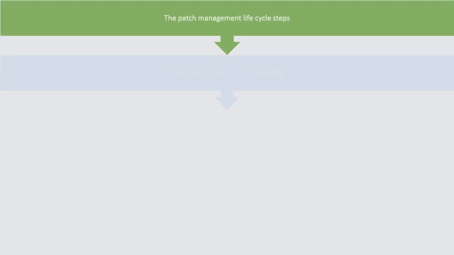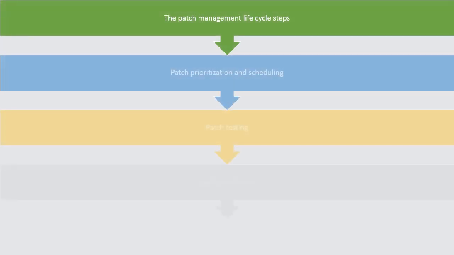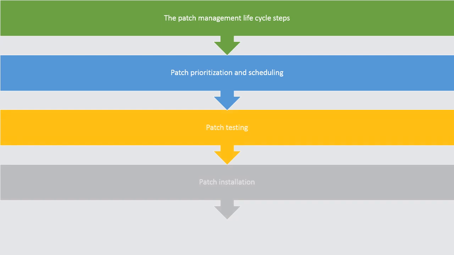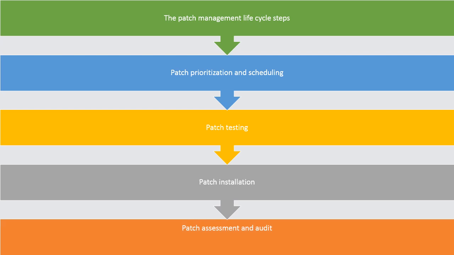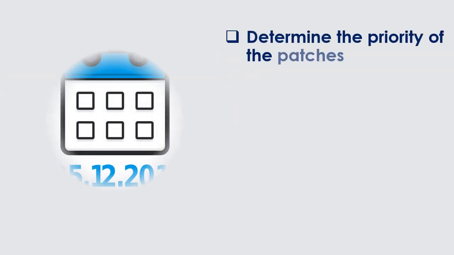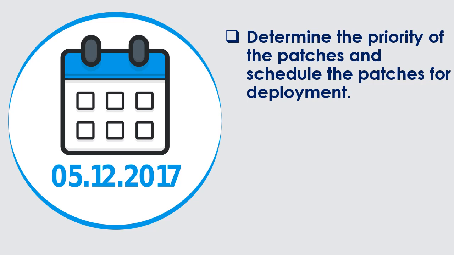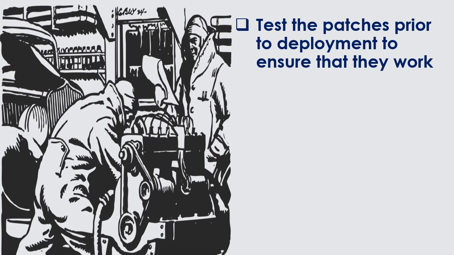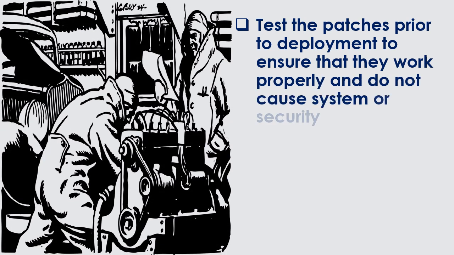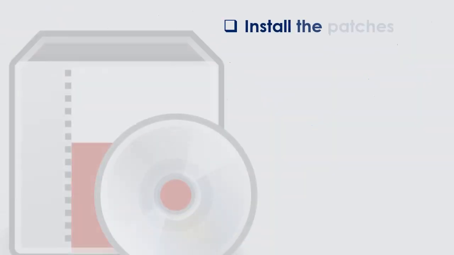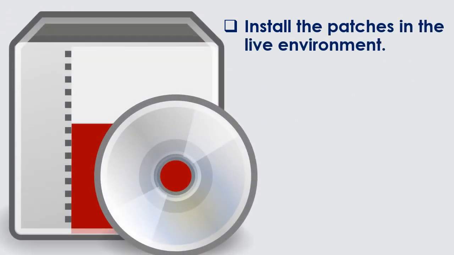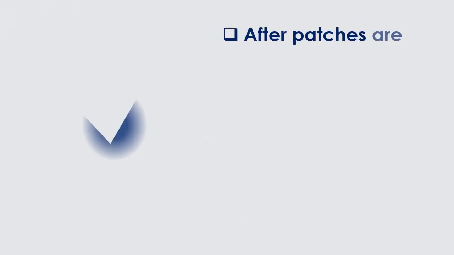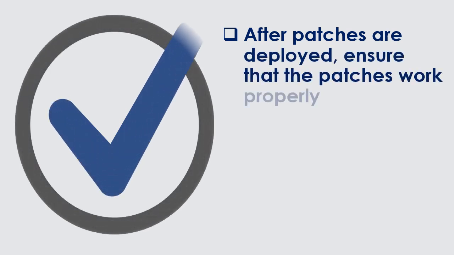The patch management life cycle steps are: patch prioritization and scheduling, patch testing, patch installation, and patch assessment and audit. Determine the priority of the patches and schedule the patches for deployment. Test the patches prior to deployment to ensure that they work properly and do not cause system or security issues. Install the patches in the live environment. After patches are deployed, ensure that the patches work properly.